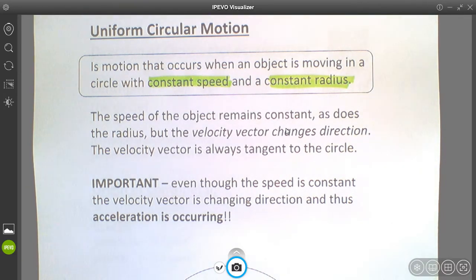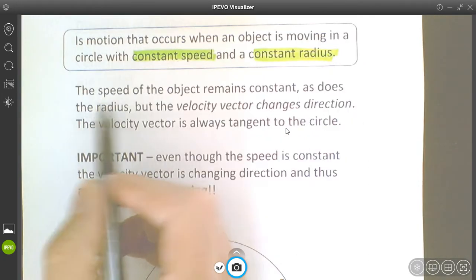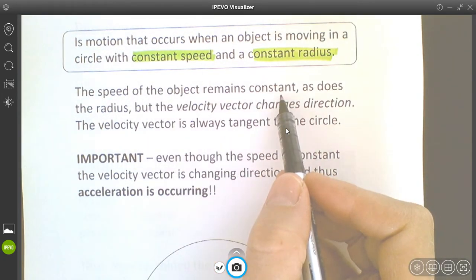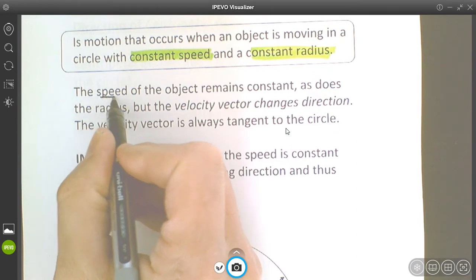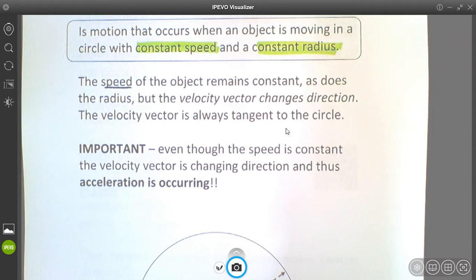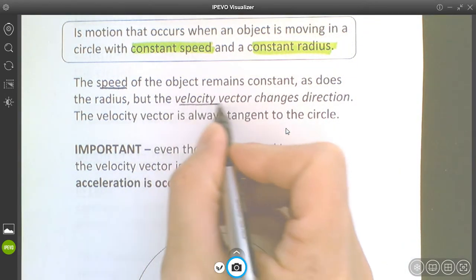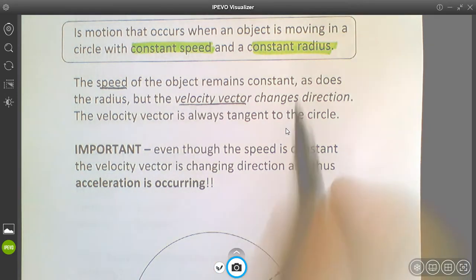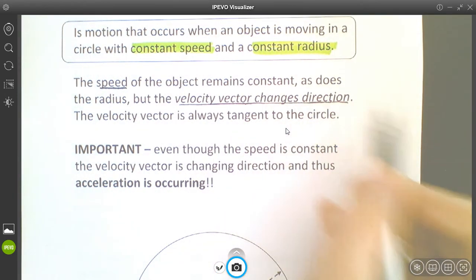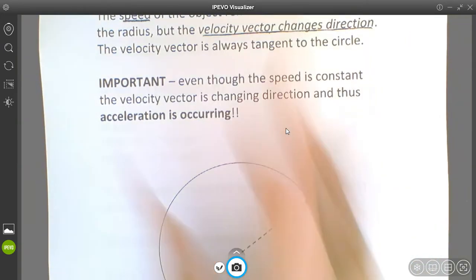Now, if the object is moving at a constant speed and constant radius, it's undergoing what's called circular motion. So something that's really important: the speed of the object remains constant, okay? Key word here, speed. And so does the radius. And I've got a diagram below that you're going to look at. But the velocity vector changes direction. Okay, now, what does this mean? The velocity vector changes direction.